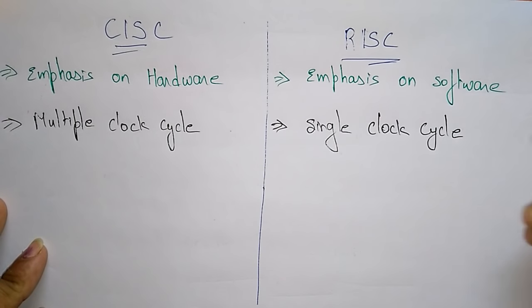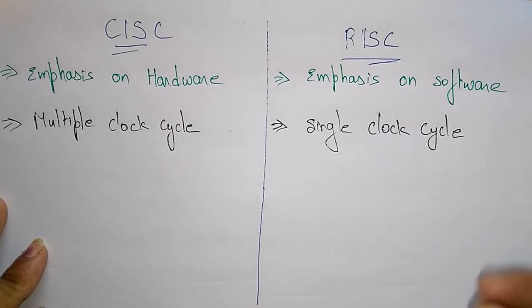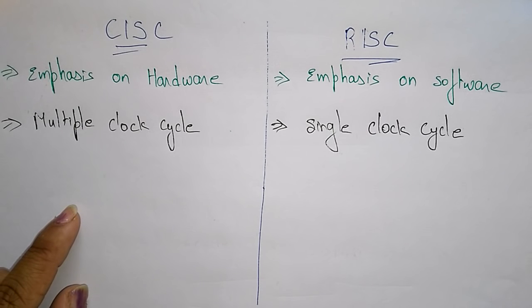The clock cycle is nothing but fetching, decoding and executing the instruction, which is called one clock cycle. So CISC uses multiple clock cycles whereas RISC uses a single clock cycle.